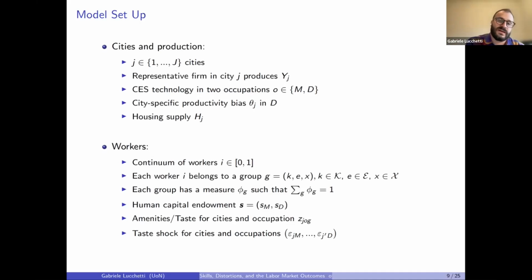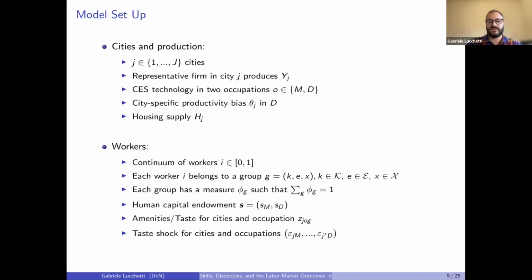So in terms of the model setup, you can imagine the US economy represented by a set of J cities, where in each city there is a representative firm that produces an output Y, which is homogeneous and tradable across cities. This firm in each city operates using a CES technology, which uses as input human capital or skilled units in cognitive and non-cognitive occupations. The notation is still a work in progress, but M stands for non-cognitive and D for cognitive.